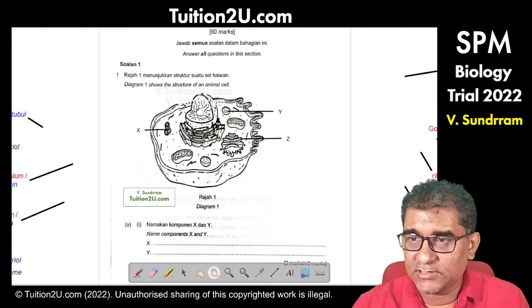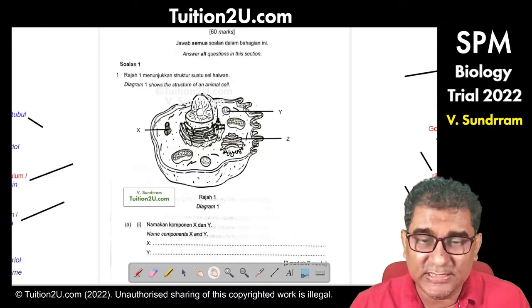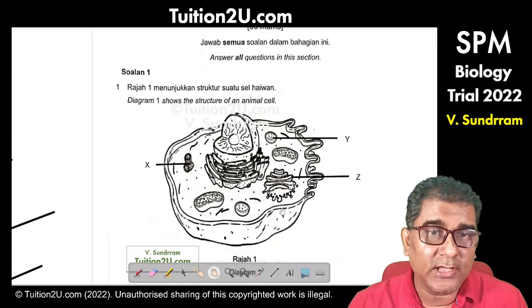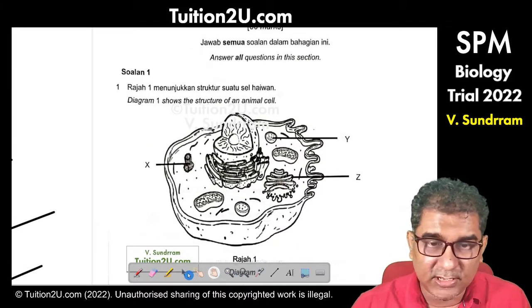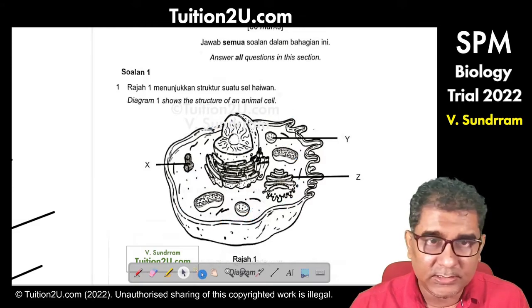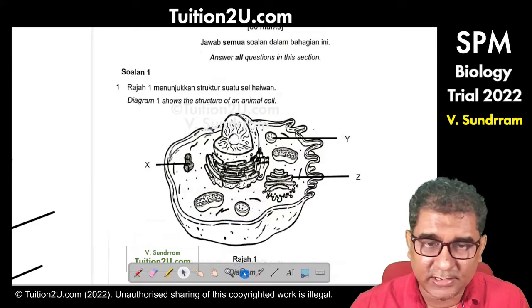So the first question is always normally an easy question. So let's quickly answer this to save time. So diagram 1, always read the question. Diagram 1 shows the structure of an animal cell. They have already labeled X, Y and Z for us.